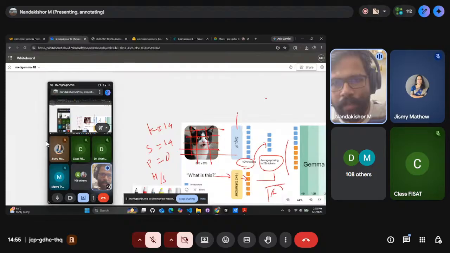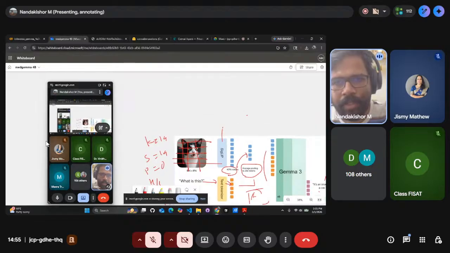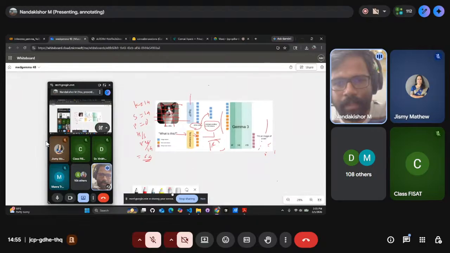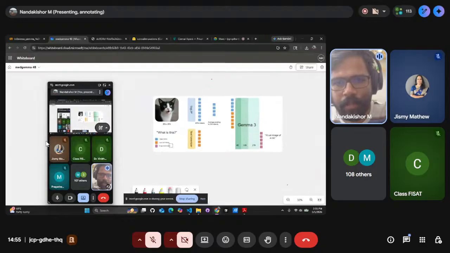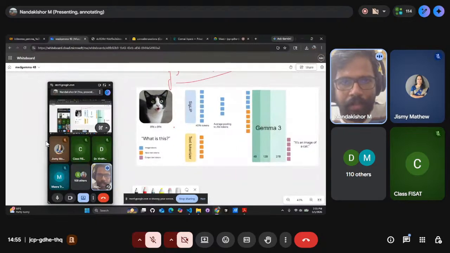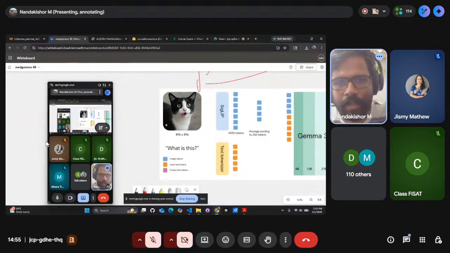Okay, so say you have an image. This is the architecture of Gemma 3, the predecessor model of Gemma 4. It's kind of the latest model, but now it's actually obsolete, kind of, but it works.